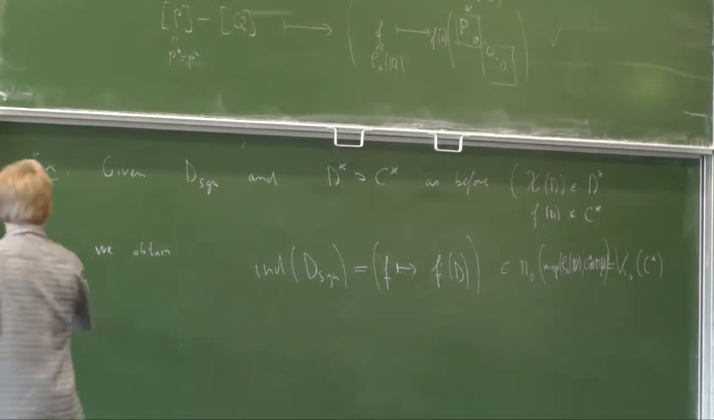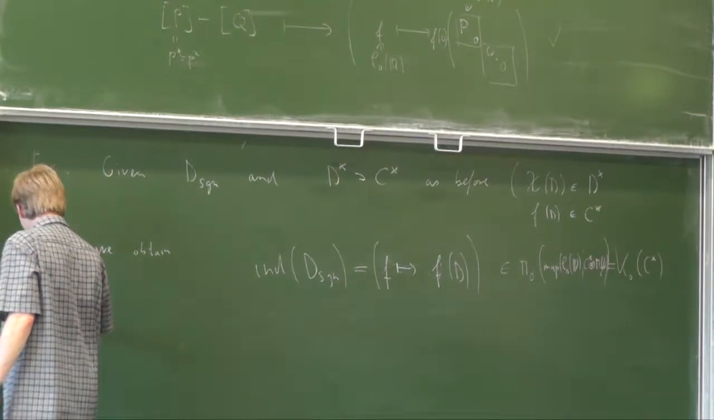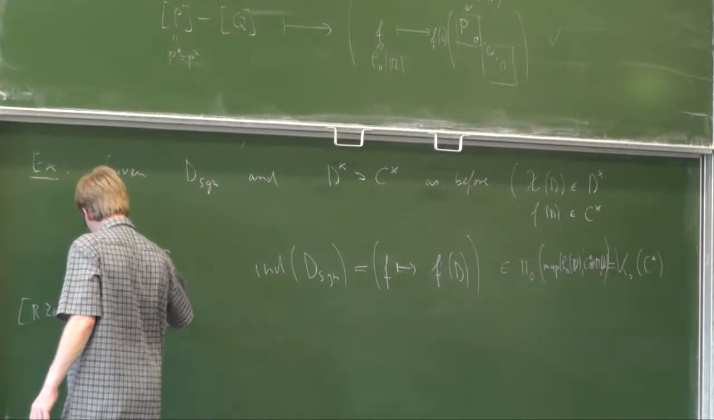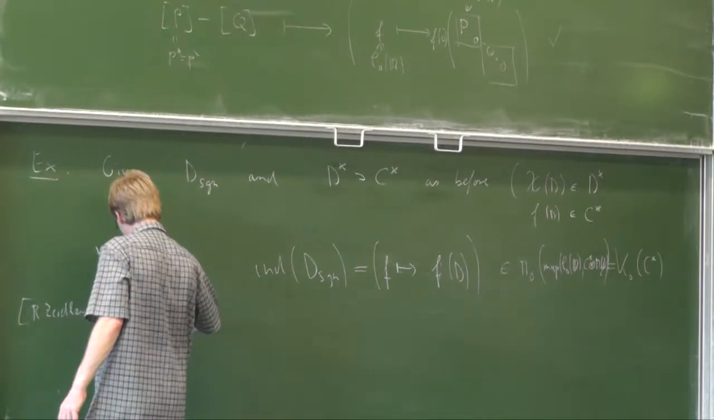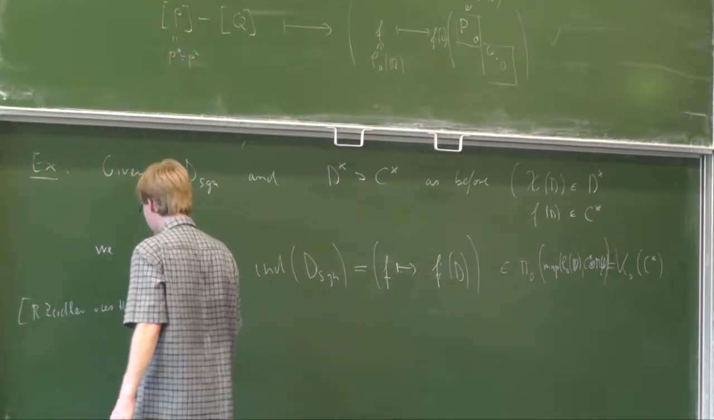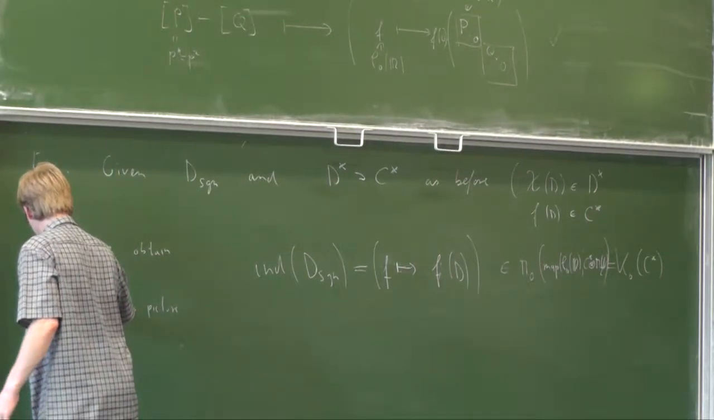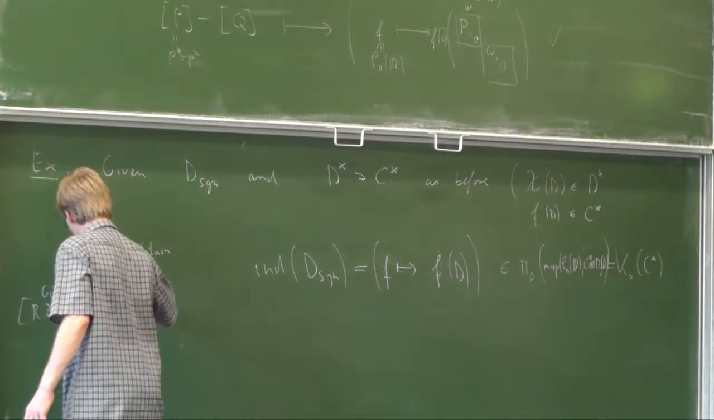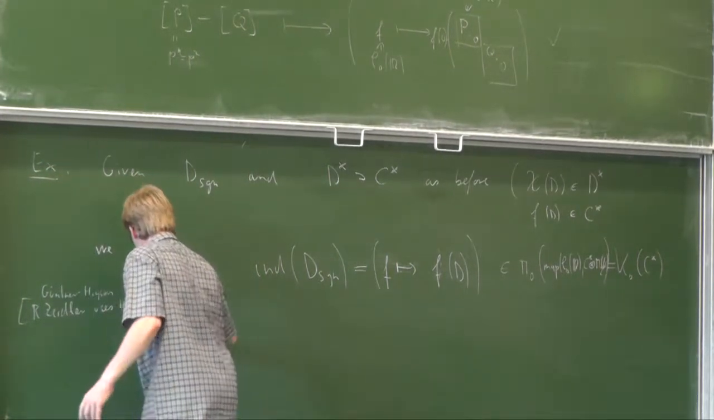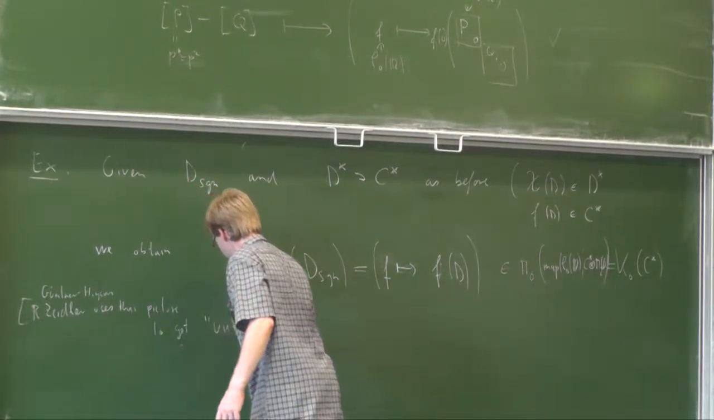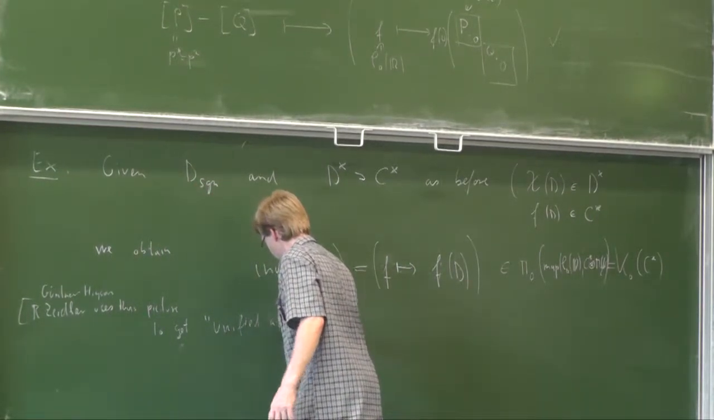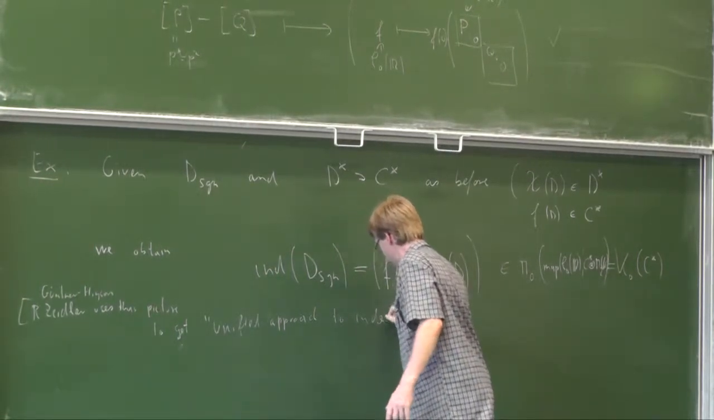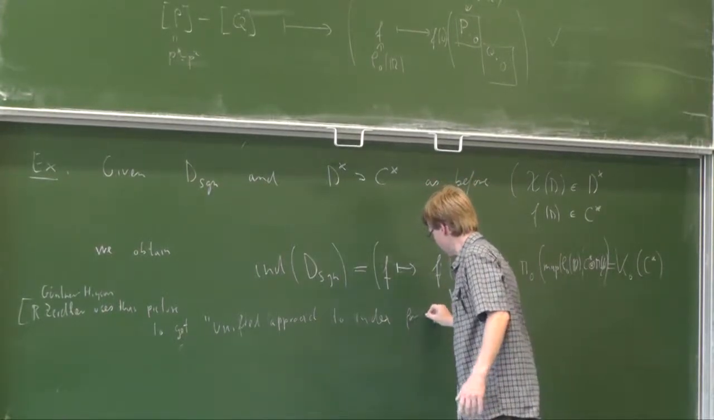So I have to mention that Roe, Zeidler uses this picture, and also Gründner and Dixon, to get a kind of unified approach to index theory for all dimensions.